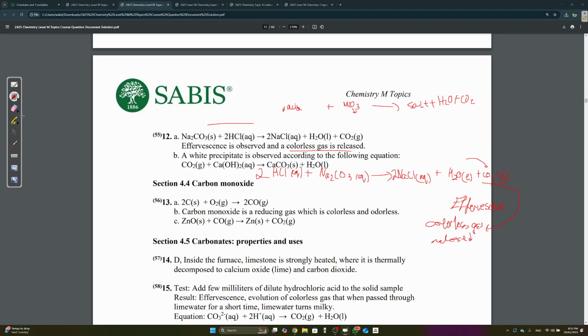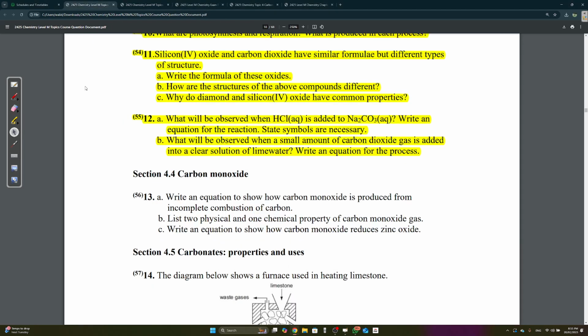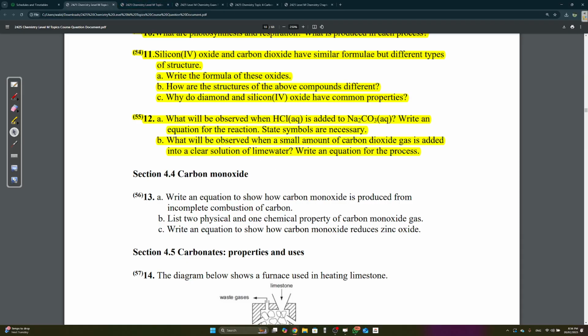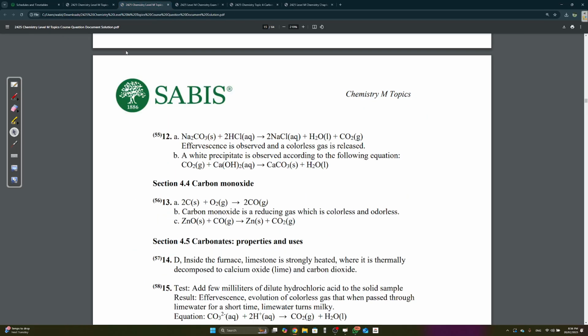Okay, let's take a look at part B. What will be observed when a small amount of carbon dioxide gas is added into lime water? Write an equation. We know that the lime water will turn milky white. Why, guys? Why does it turn milky white? Because of the production of CaCO3, calcium carbonate, which is insoluble, right? So a white precipitate is observed according to the following equation. So you have to say it will turn milky white due to the formation of calcium carbonate. Okay, that will be correct.